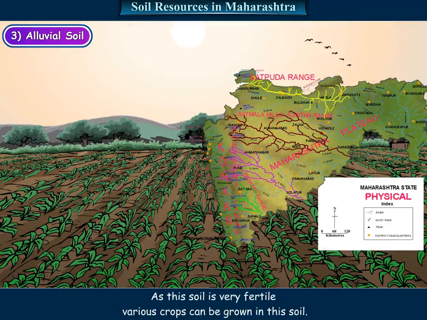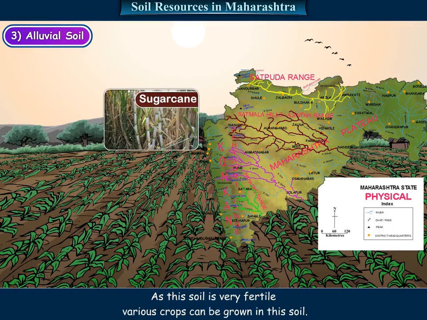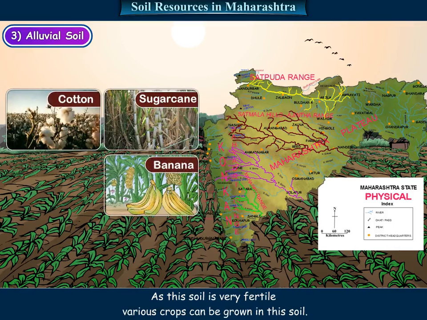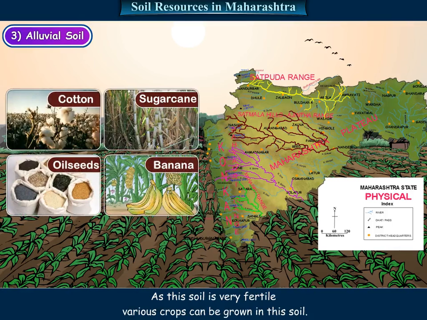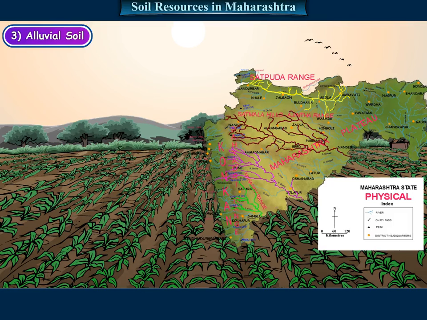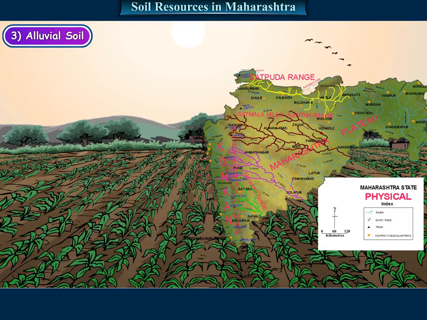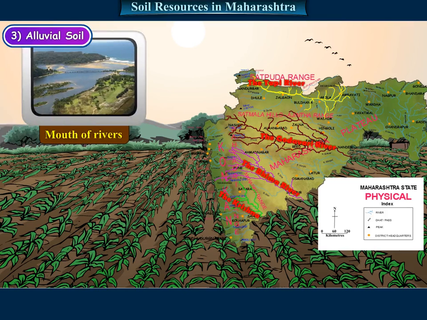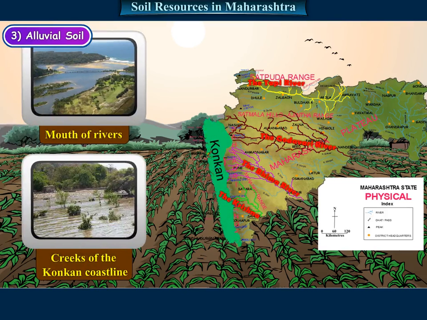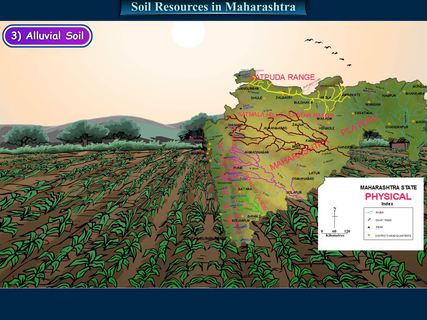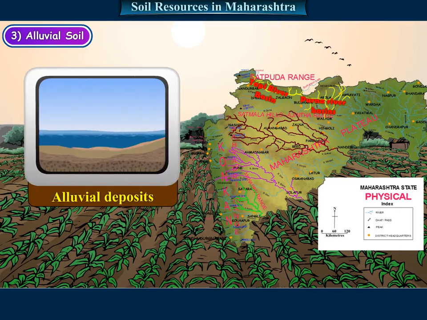As this soil is very fertile, various crops can be grown in this soil. Sugarcane, cotton, banana, and oilseeds are commonly cultivated in alluvial soils. In Maharashtra, alluvial soils are found in the plain areas of the main rivers and floodplains. Alluvial soil is found near the mouth of various rivers and creeks of the Konkan coastline. In northern Maharashtra, Tapi and Purna river basins have alluvial deposits.